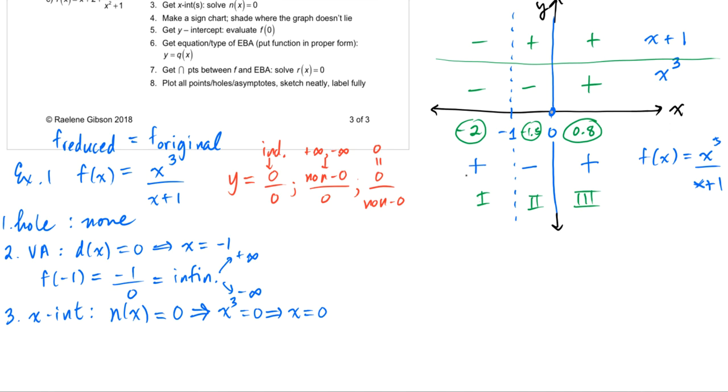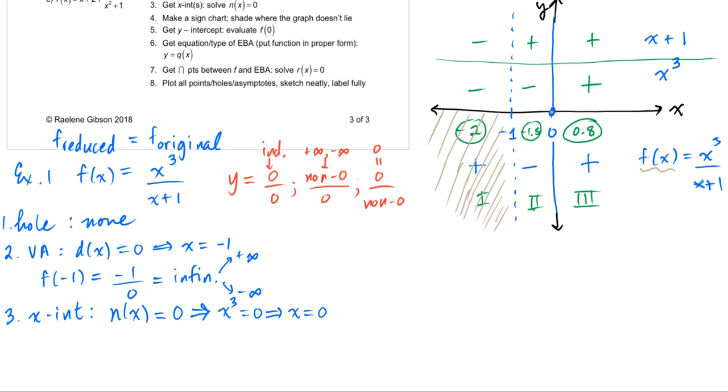What I like to do with this sign chart then is to shade where the y coordinates are positive or negative, where the graph won't lie. In region 1, the f of x, or the y coordinate, is positive, which means the graph will lie above the x-axis, because that's where y coordinates are positive. Therefore, the graph of this f of x will not lie below, and so I'm going to shade that so I'm not trying to draw any graph in this region.